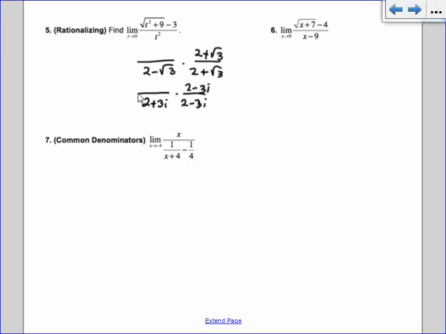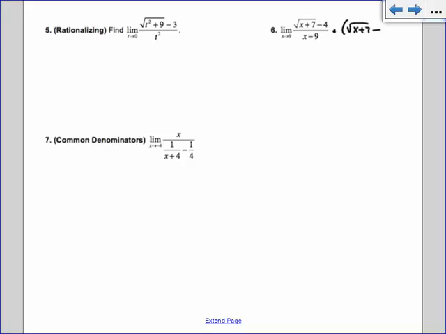So if we have a square root in a limit, and you try to plug in the number and you get 0 over 0, or undefined, you're going to multiply by the conjugate. So we're going to multiply by the square root of x plus 7 plus 4, all over the square root of x plus 7 plus 4. So it doesn't change anything. I'm multiplying by 1, right? Same thing over itself.